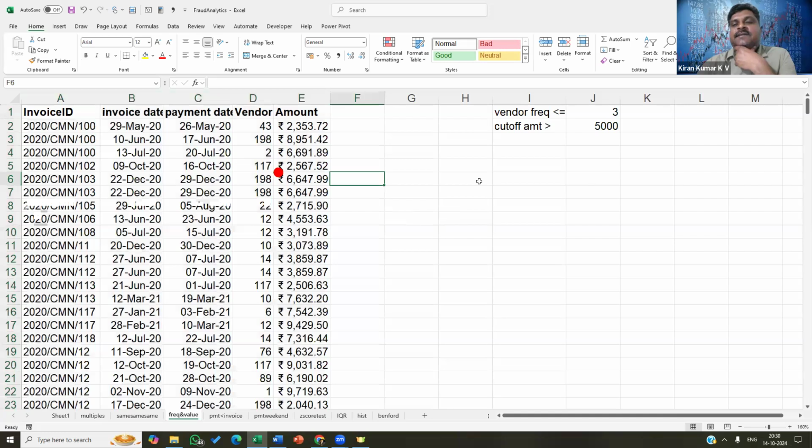So another test is something like this. If the vendor frequency is less than 3 times, that means, let's say this vendor number is 43.